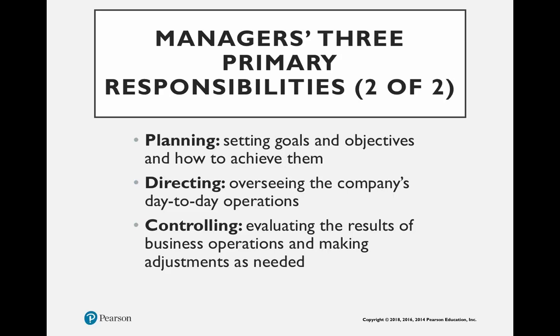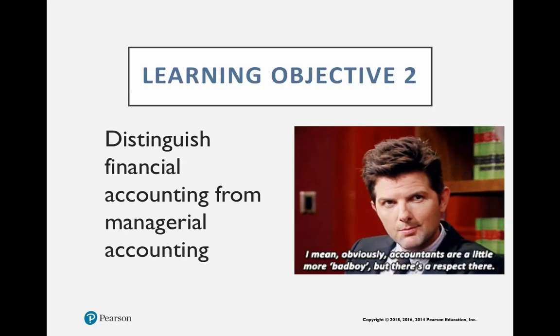Controlling is, in my opinion, the most important phase and most important responsibility, because the more time we spend on that controlling phase, evaluating what happened, the better we're going to become at planning and directing, and the better managers we're going to be. Next, we have learning objective 2, and that's distinguishing between financial accounting and managerial accounting.